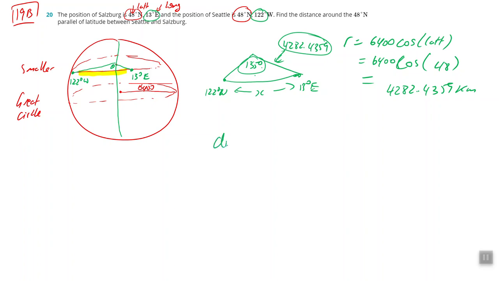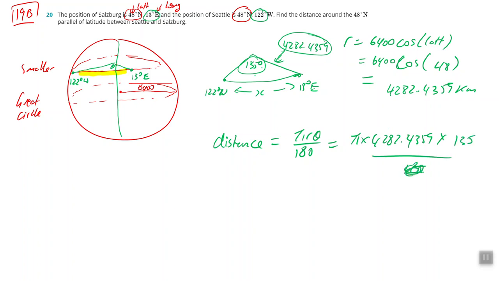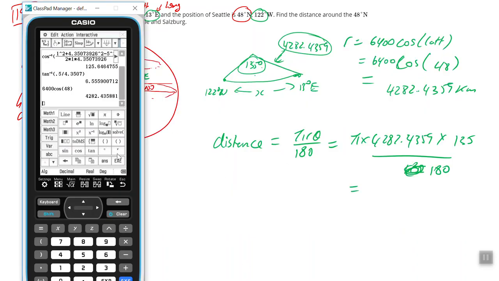So distance along the small circle is given by pi r theta on 180. That's the formula for an arc. Pi times r, 4282.4359, times theta, 135 divided by 180. Oops, 180. So let's work out what that equals. Now, remember, I always advise students to use the exact values, because we've calculated the radius before. You can just copy and paste. So copy and paste here, times 135, divided by 180, and that should give me the arc length. 10090 kilometers.